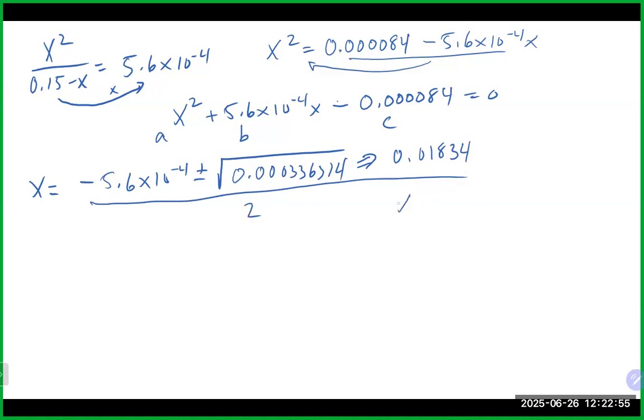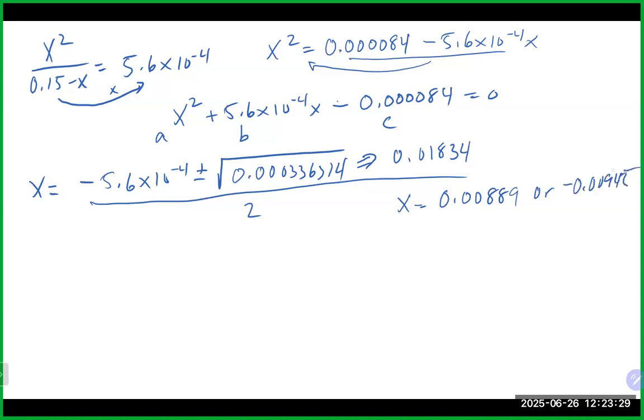So that's going to give us two x values in this case. We're going to go negative 5.6 times 10 to the minus 4 plus 0.01834, divided by 2, which gives 0.00889. Then we take the subtract root: negative 5.6 times 10 to the minus 4 minus 0.01834. That's going to be negative all day, so that's not so great here. That gives negative 0.00945.